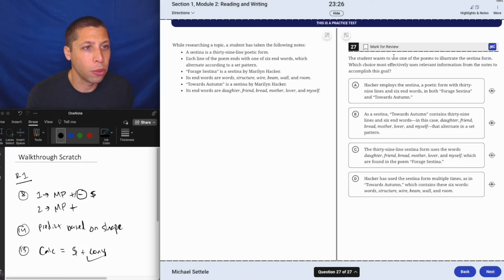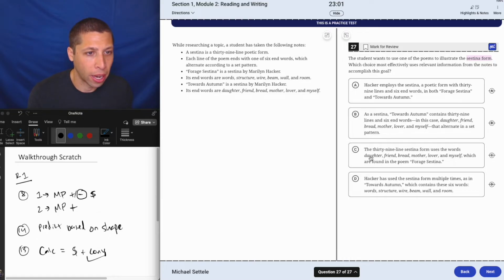The student wants to use one of the poems to illustrate the sestina form. Okay, sestina form. Hacker employs the sestina, a poetic form with 39 lines and 6 end-words, in both "Forty Cessna" and "Towards Autumn." Well, is that really illustrating it? It seems like I want an example. As the sestina "Towards Autumn" contains 39 lines and 6 end-words, in this case daughter, friend, red, okay, that alternate in a set pattern. Okay, that sounds like an illustration.